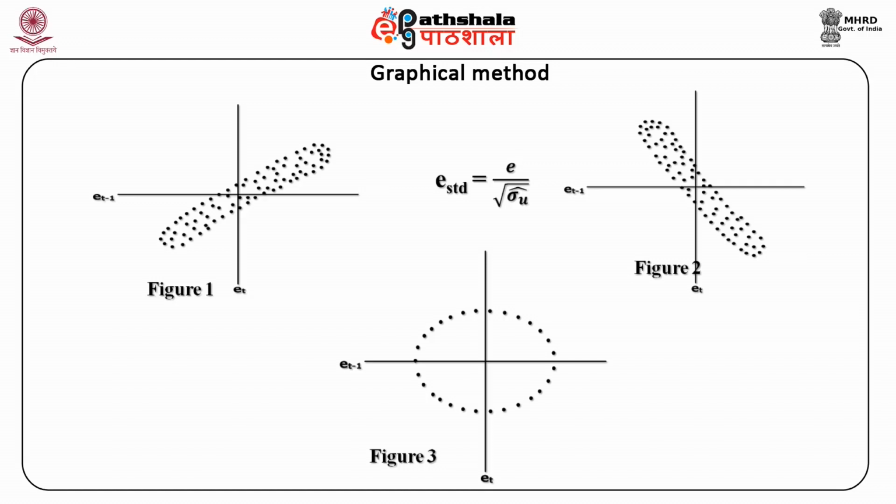That is, e standardized is equal to e upon the square root of sigma u hat square. These standardized residuals have mean 0 and approximately unit variance. For a large sample, they are also approximately distributed normally. We can also plot the residuals against their lag values. So, for an AR1 scheme, e_t may be plotted against e_t minus 1.